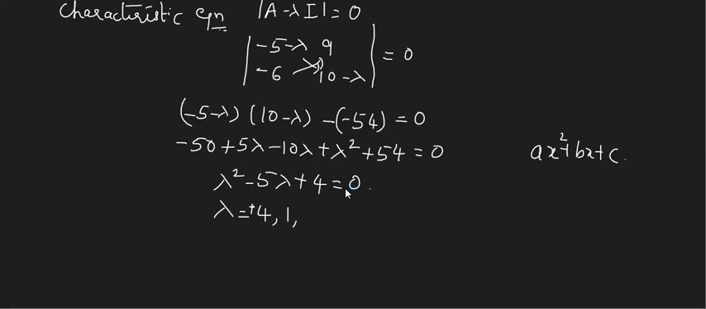If in place of lambda I write 1, then 1 minus 5 plus 4: 1 plus 4 is 5, and this is minus 5. Suppose I put it as -1. What is -1 squared? 1. Then -5 into -1 is plus, so it won't satisfy. Both are positive. Else, expand it. 4 ones are 4.